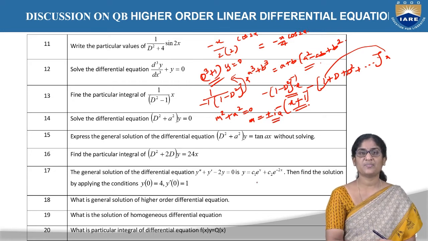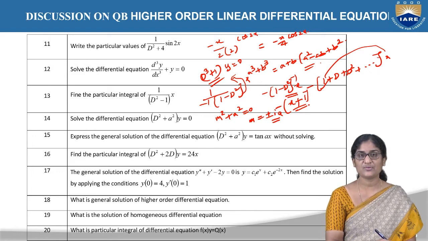So how to find out the complementary function if the roots are complex? If the roots are complex, the complementary function can be given by e to the power of alpha x into (c1 cos beta x plus c2 sin beta x). But the real part is not there here, therefore alpha becomes 0. So the complementary function is only c1 cos alpha x plus c2 sin beta x.